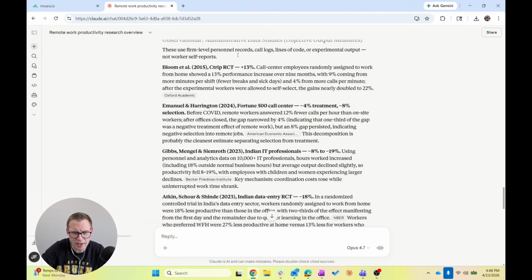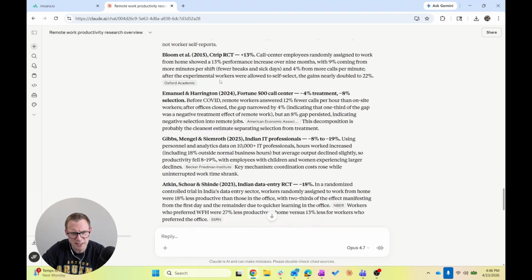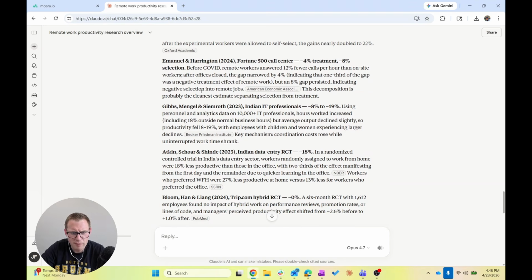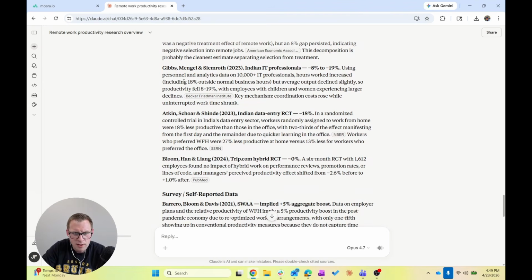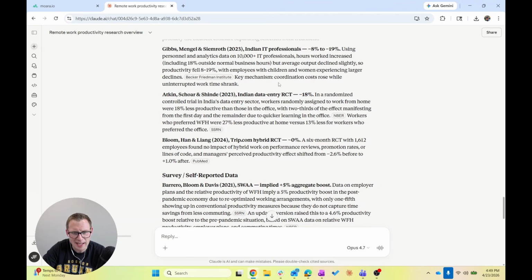Call center employees randomly assigned to work from home, 13% performance increase over 9 months, 9% coming from more minutes per shift. That's interesting. That was pre-pandemic. Before COVID, remote workers answered 12. So this is pre-COVID and after COVID remote workers, less interesting. Using personnel, 10,000 IT hours worked increased. Hours worked increased, but average output declined slightly, so productivity fell 8 to 19%.